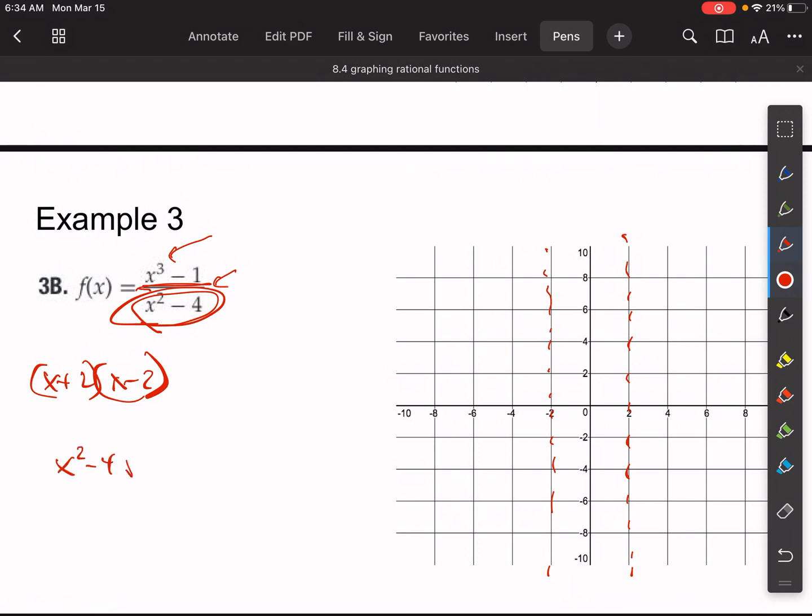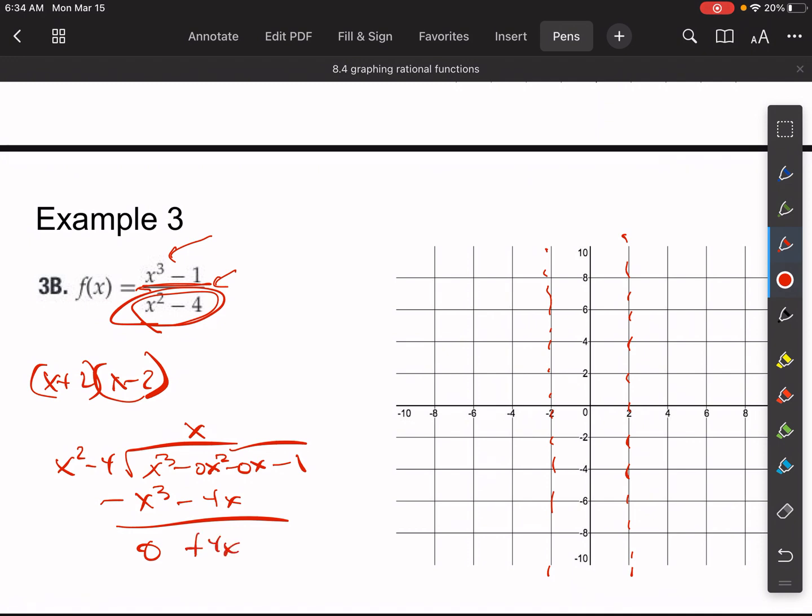That's x squared minus 4 goes into x to the third minus 0x squared minus 0x minus 1. Okay, so then I multiply it out, right? So x squared goes into x to the third, x times. Then I'm left with x to the third minus 4x. Okay, so I have 0 here. Then I have 0x. Essentially, I'll go through another round. I'll have 0. 0x minus negative 4x is positive 4x. But then x squared can't go into 4x, therefore I'm done. It's just the line y equals x.